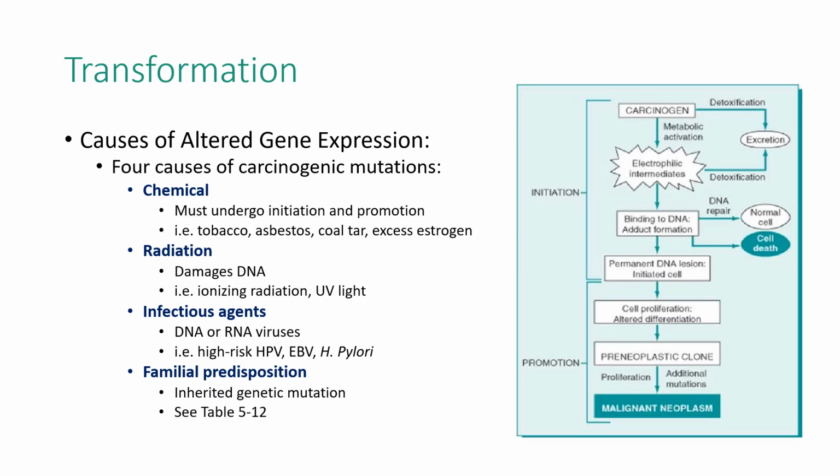Radiation. Radiation causes direct DNA damage, including double-strand breaks. UV light creates thymine dimers. Ionizing radiation breaks chromosomes. Cells that survive but repair incorrectly become ticking time bombs. Infectious agents. Viruses can insert genetic material or interfere with tumor suppressor proteins, while bacteria like H. pylori cause chronic inflammation that increases cell turnover and mutation risks.